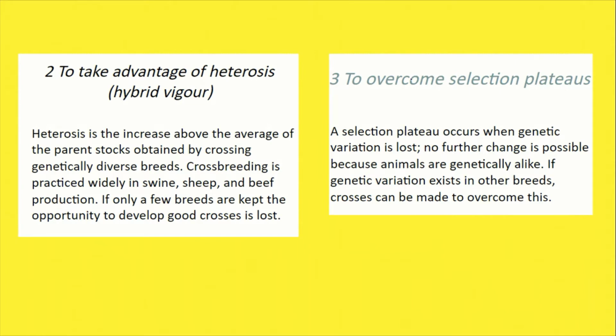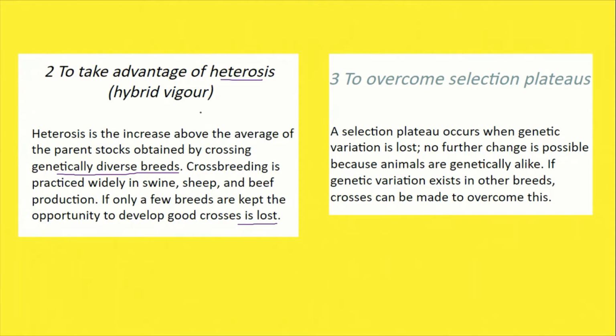Another reason is that we need to take advantage of hybrid vigor, what we call heterosis. Heterosis is the increase above the average of the parent stocks obtained by crossing genetically diverse breeds. So crossbreeding is practiced widely in swine, sheep, and beef production. And if only a few breeds are kept, the opportunity to develop good crosses is lost.